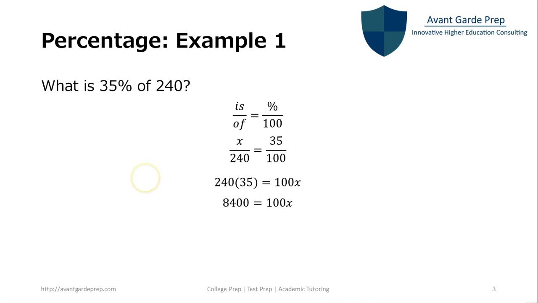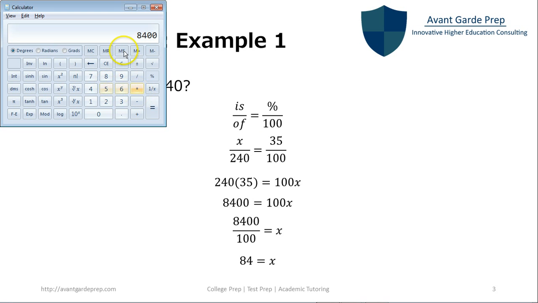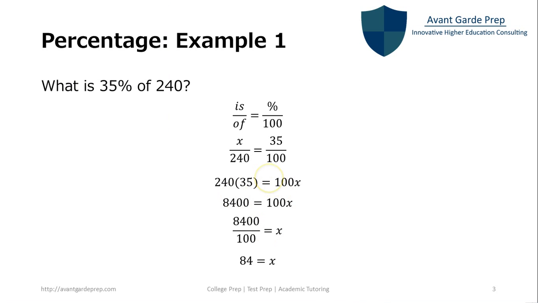Now we can divide 8,400 by 100, and that should give us 84, but we'll check that on our calculator. So 8,400 divided by 100 equals 84. So in this case, 84 is 35% of 240. Let's move on to the next example.